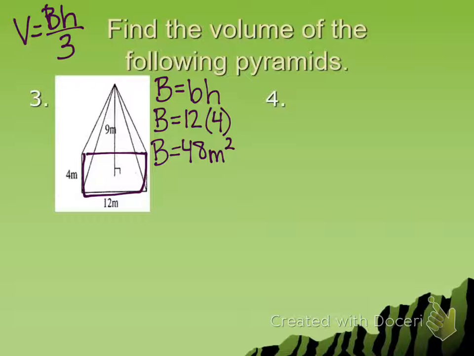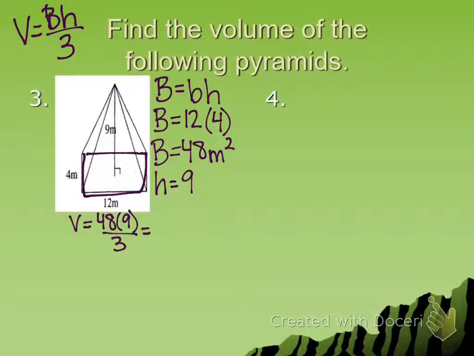Now, when we go to identify H as in the height of the pyramid, what is that? 9. Remember I said that height would usually be given down the middle of the pyramid from the point perpendicular to the middle of the base. So when we go to calculate our volume, we have 48 times 9. Good, divided by 3. That's 144. 132.